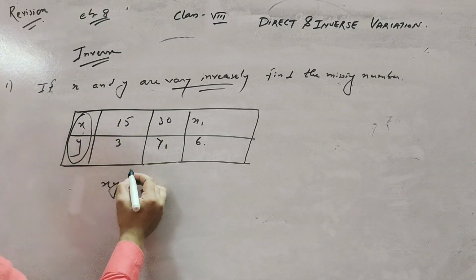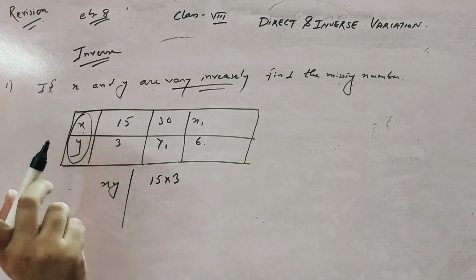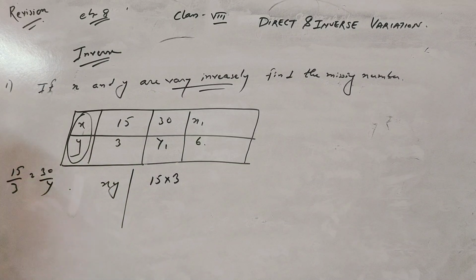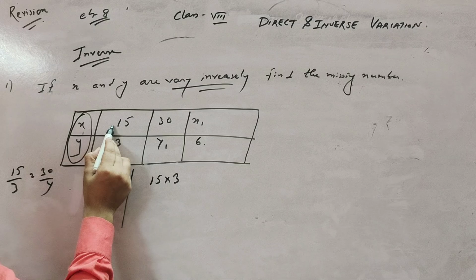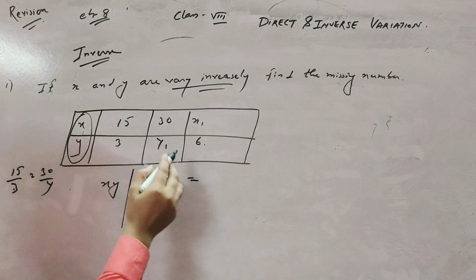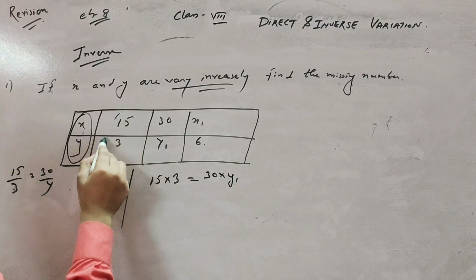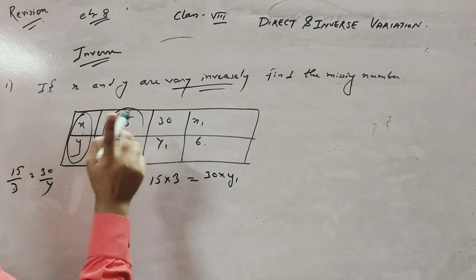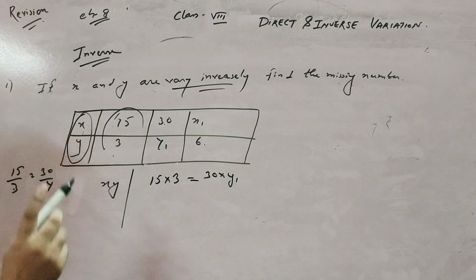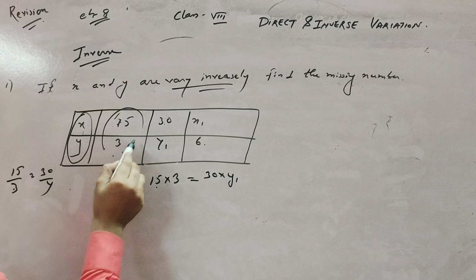Clear? You see 15 into 3. Again I repeat, directly we write 15 by 3 equals 30 by y, but inverse, 15 into 3, not by, is equal to 30 into y1. This one multiplied equals this one, but in direct this one divided by this one equals this one divided by this one, but in inverse this one multiplied by this one.